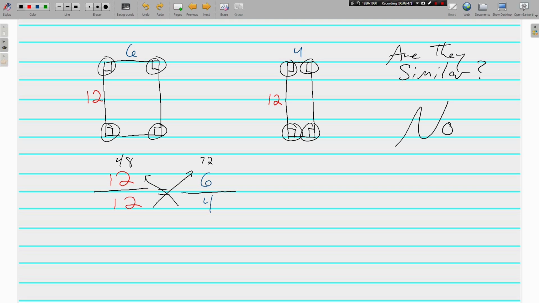For figures to be similar, two things must be true. The corresponding sides must be proportional, and the corresponding angles must be congruent.